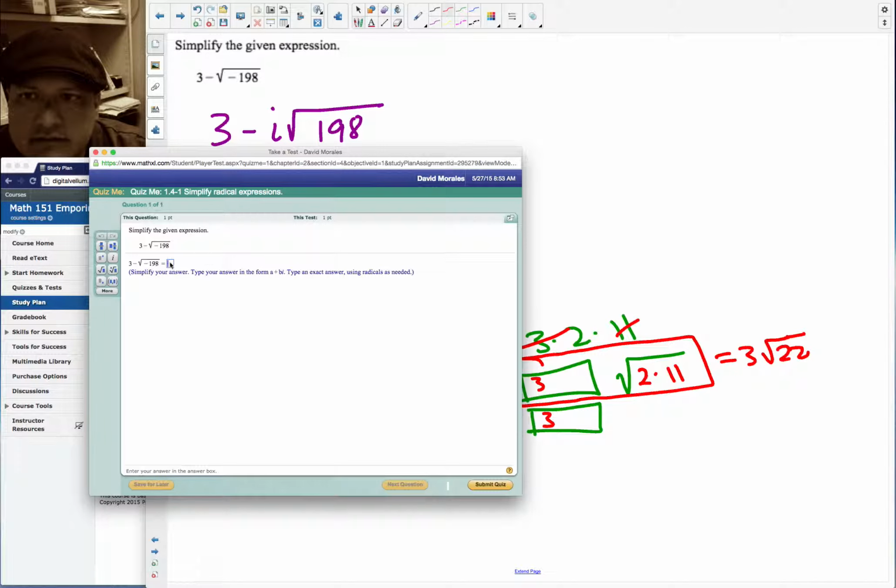So 3 minus 3. We're going to put the i at the end, because that's the rules. So 3 minus 3 radical 22 i.